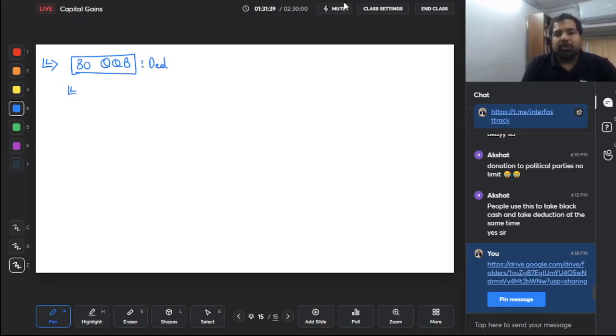But what kind of books, guys? LAS books: literary, artistic or scientific books. And what is the deduction? A maximum of 3 lakhs.